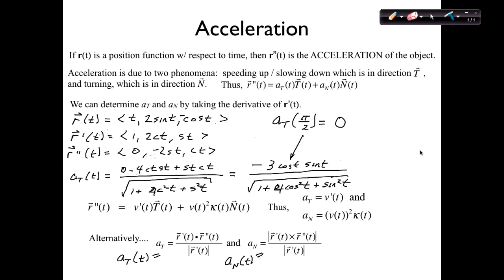Tyler? After you do the dot, you have negative 3 cosine t. Do you have sine t after that or 2 sine t? Well, I had negative 4 cosine sine and positive 1 cosine sine, so that makes negative 3. They're like terms, right? Negative 4 of them, 1 of them makes negative 3 of them.